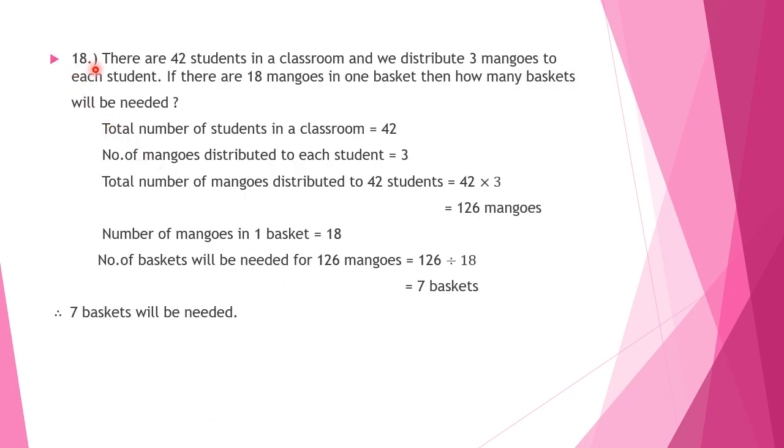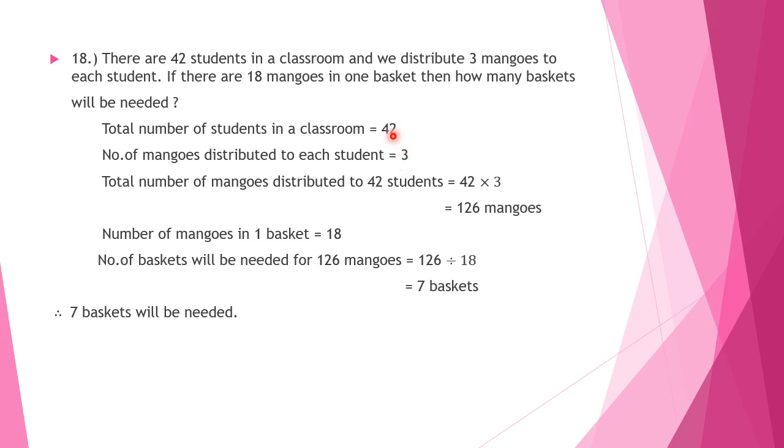Question number 18. There are 42 students in a classroom and we distribute 3 mangoes to each student. Each student means one student, they distribute 3 mangoes. If there are 18 mangoes in one basket, then how many baskets will be needed? Clear question? So how many students are there? Total 42 students. The number of mangoes distributed to each student is 3 mangoes. So total 42 children and one child got 3 mangoes.